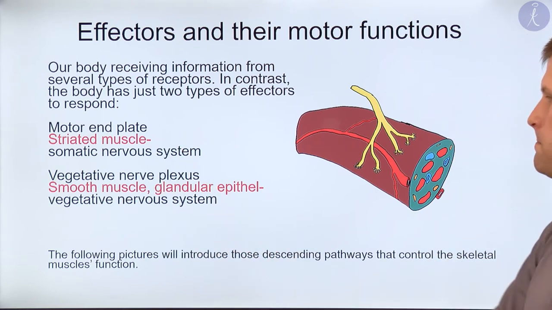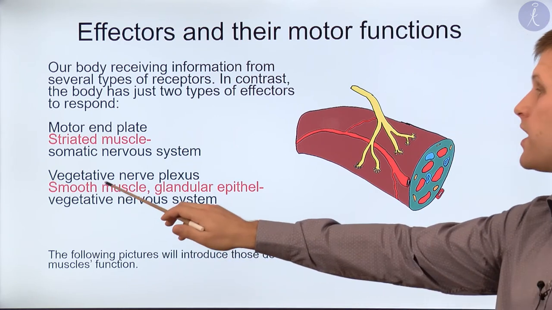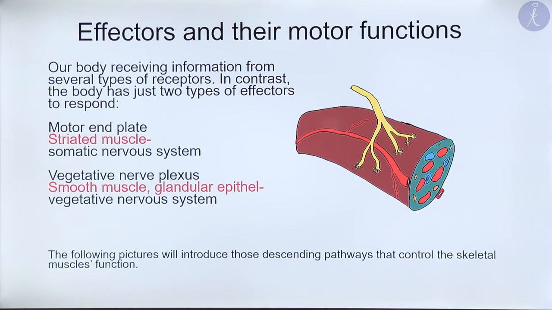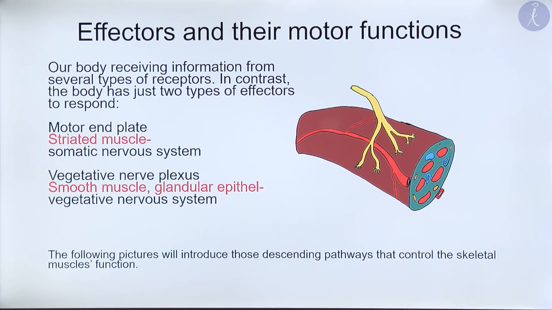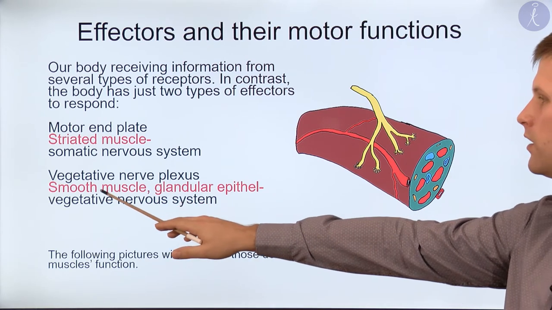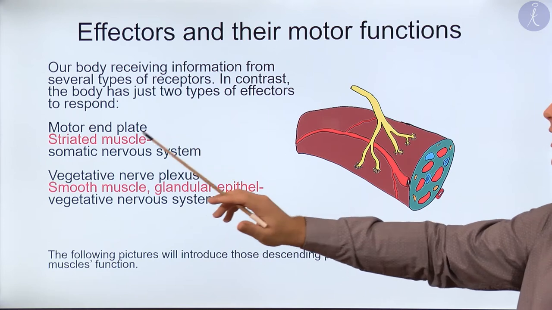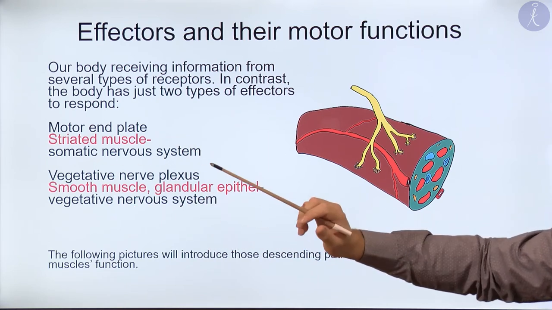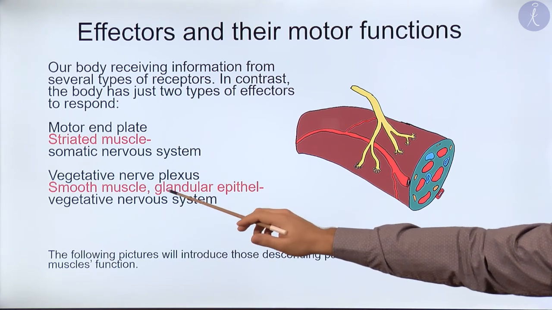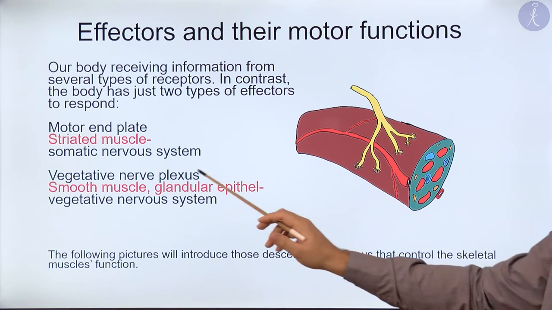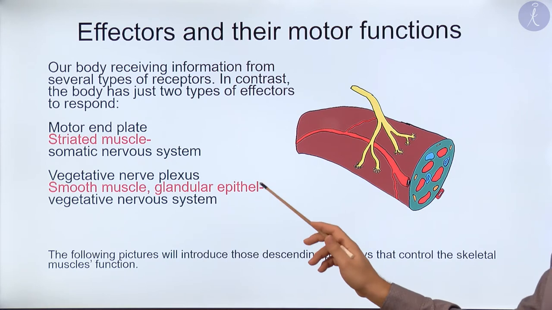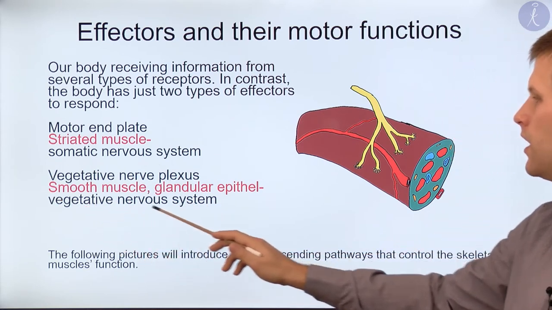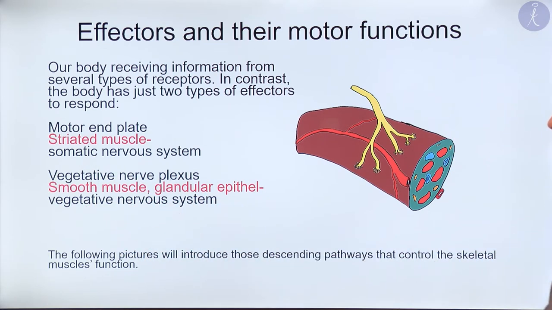controls many structures, especially smooth muscle organized structures and glandular epithelial structures. By this way we can control the contraction of vessels and of some organs. We also can control all of the glands of the body, whether exocrine or endocrine. This half of the effectors belongs to the vegetative nervous system.